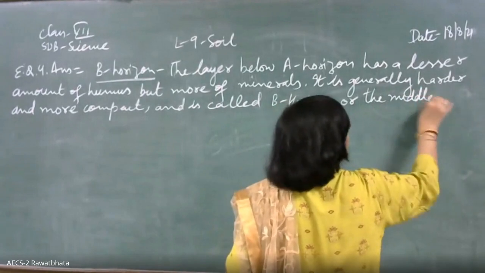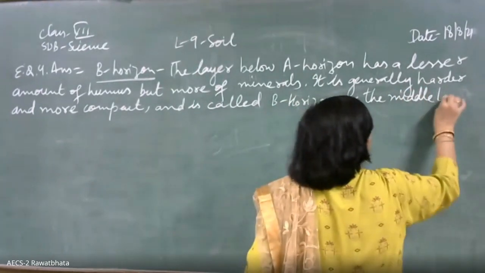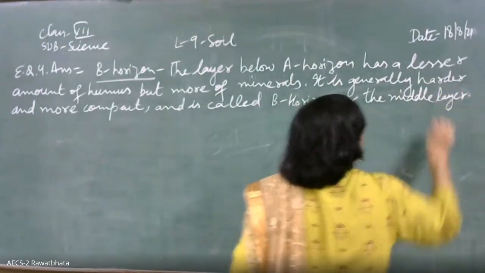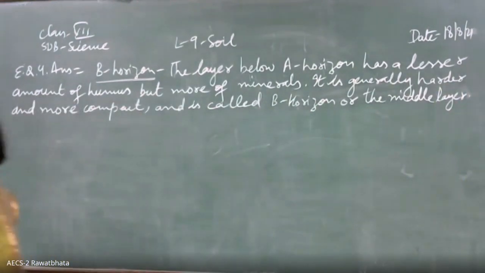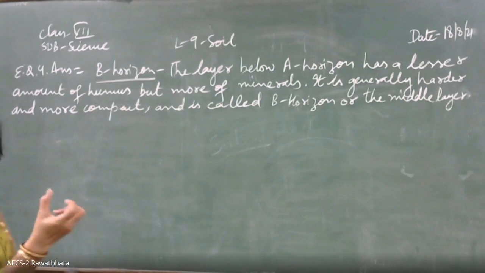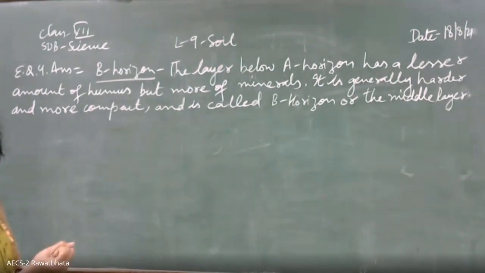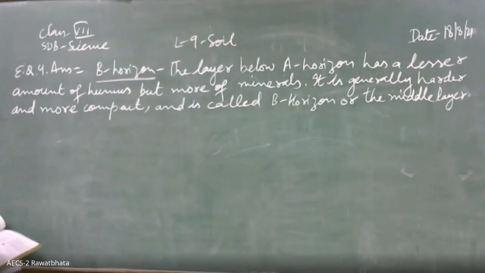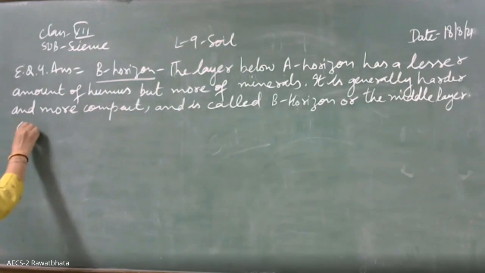Just below this A horizon it will be present. So these are the names given for B horizon. Of course, no doubt humus will be less. It is more compact, you can say more solid, it's not that porous as A horizon is. But it is really a good source of minerals.